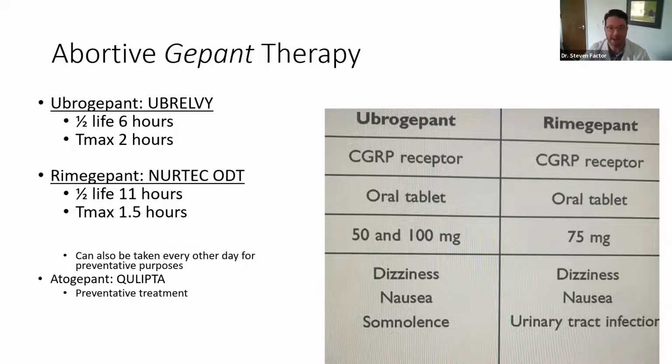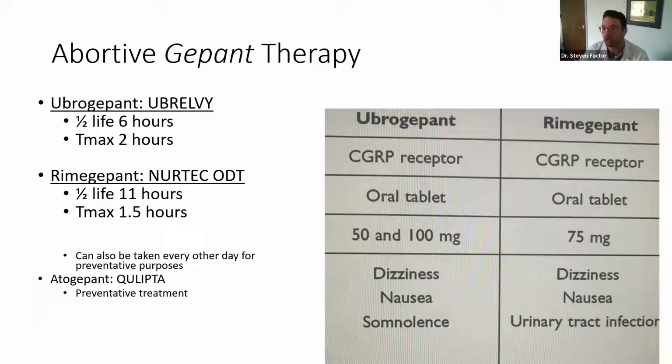acute migraine pain. So one of them is called Ubrelvy. The other one is called Nurtec. Ubrogepant and Rimegepant are the generic names respectively. They are both oral tablets. Ubrogepant comes in 50 and 100 milligram doses. They have different half-lives. Ubrogepant lasts for about 6 hours. That's the half-life. Rimegepant is about 11 hours.